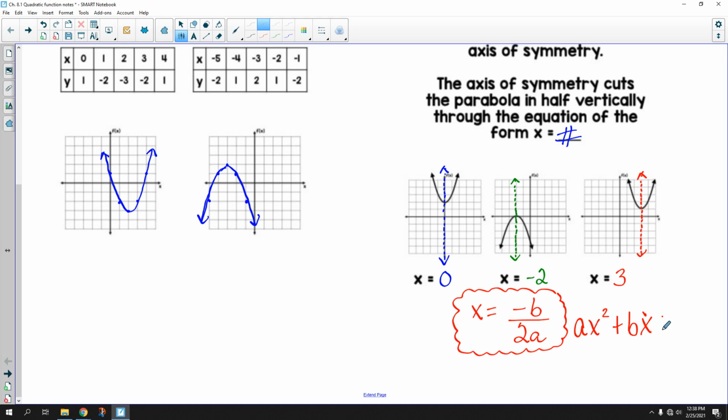Notice how we're going to have to substitute b, and we have to substitute a into the equation to find out our axis of symmetry. So whatever those numbers are, you plug it into this fraction and you get your x value. So pretty cool. That's if you needed to know the axis of symmetry and you don't have the graph in front of you. Okay, let's go to the next page.